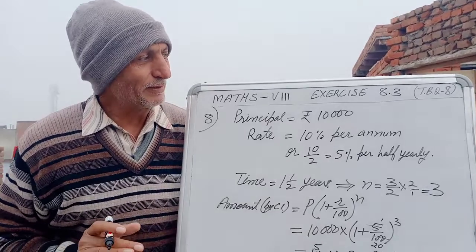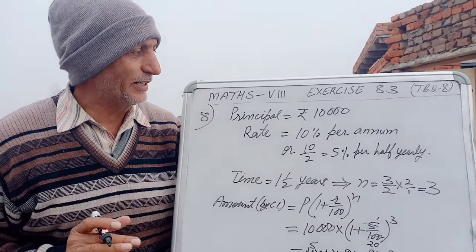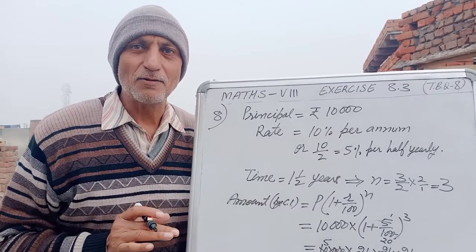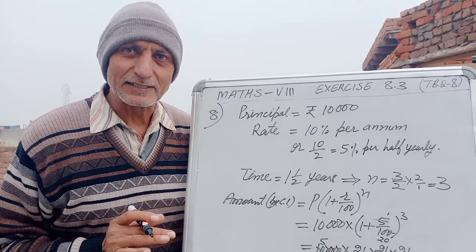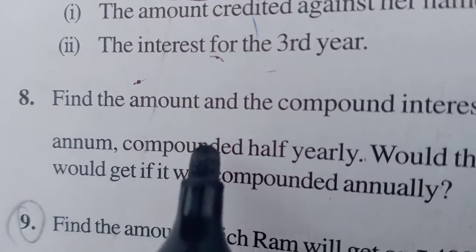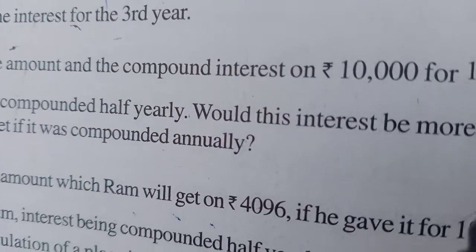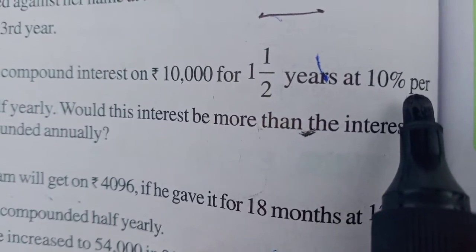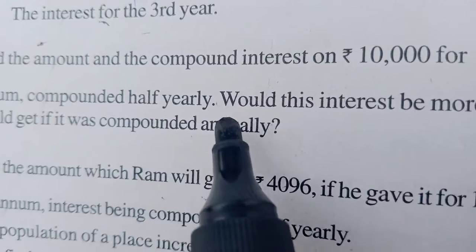So, we have taken up sum number 8 of exercise 8.3 today. That is compound interest. Let's read out the sum first. Find the amount and the compound interest on rupees 10,000 for 1.5 years at 10% per annum compounded half yearly.